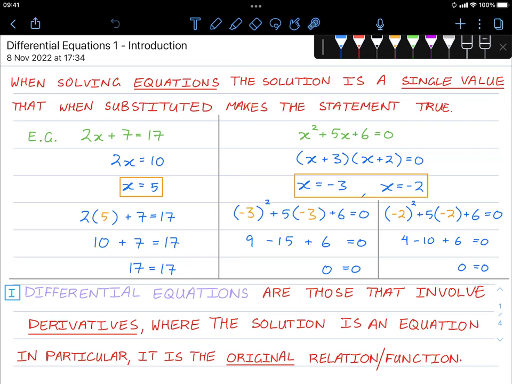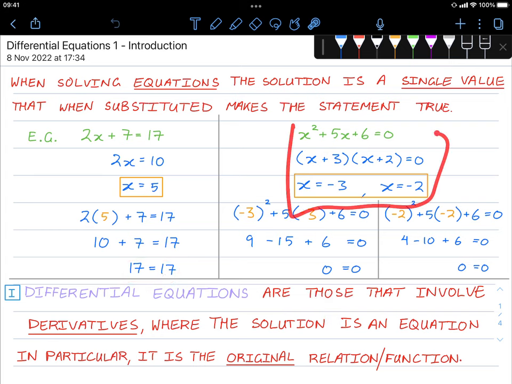When solving equations, the solution is a single value that, when we substitute it, makes the statement true. So we've seen how to solve equations such as these, and we know that if we take this value and substitute it back into the original equation, as shown here, we will get a statement that is true. So in this case, we get 17 equals 17.